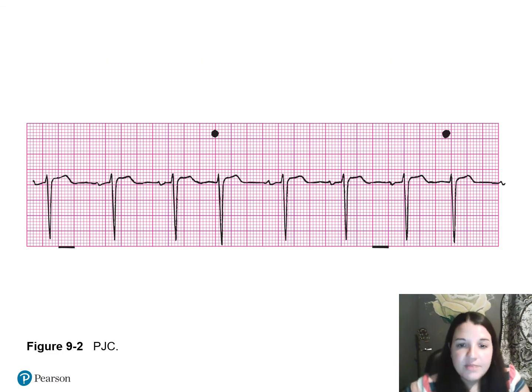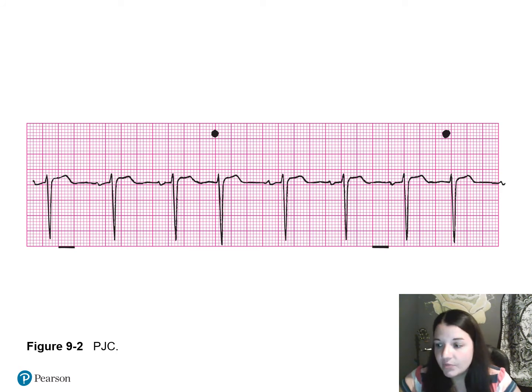So this is what a PJC looks like. Remember your questions, and the questions go: do you have QRSs? What is your heart rate? Do you have P waves? Are they matching or married, etc.? Your PR interval, your QRS interval, and so forth.